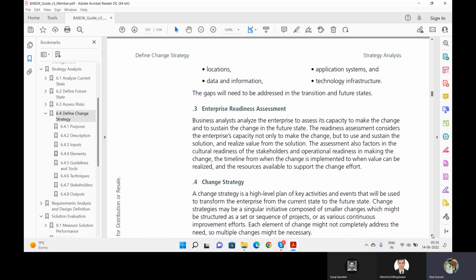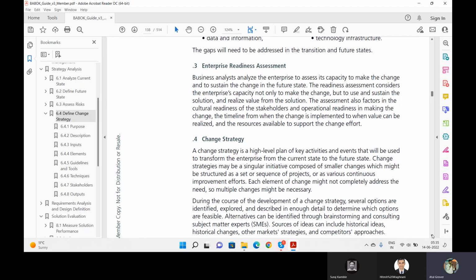Then if I scroll down, the third part says the enterprise readiness assessment. Very important point. Isme share the 4-5 aur point honge abhi. It says when you want to make a change, when you go for the future state, you have to think: is your enterprise ready to observe that, to understand that, to accept that change or not.